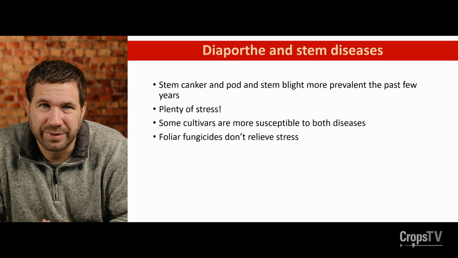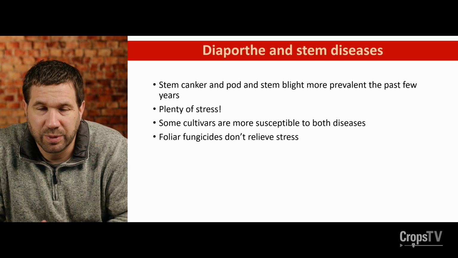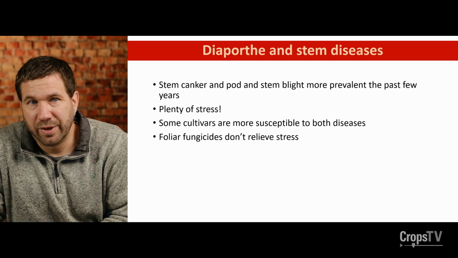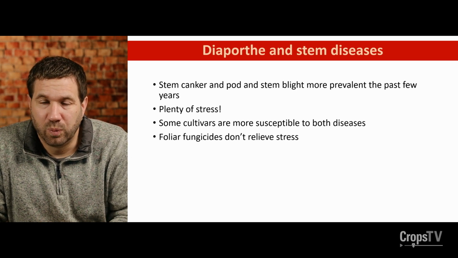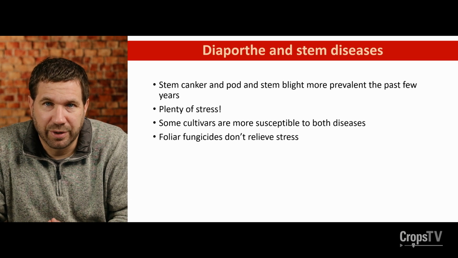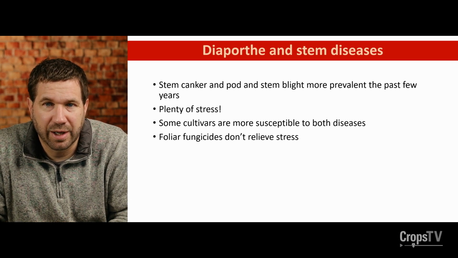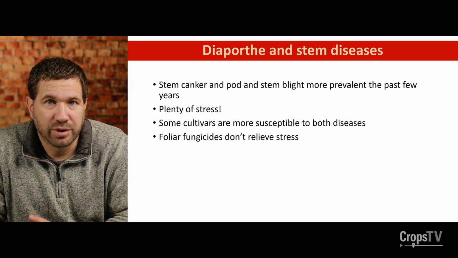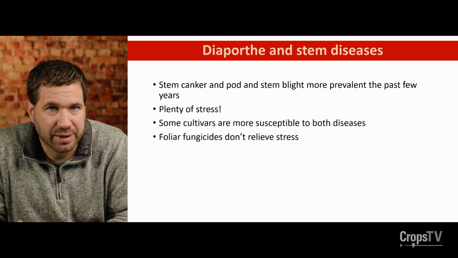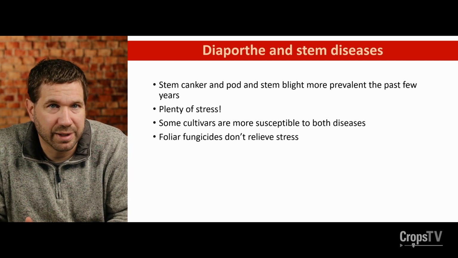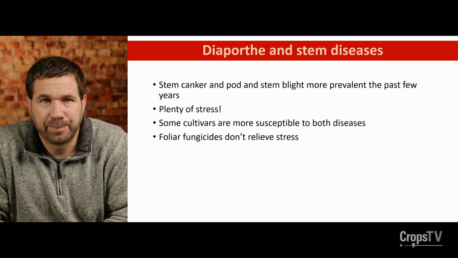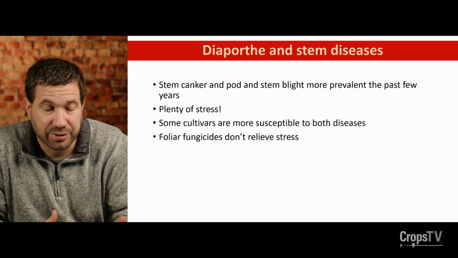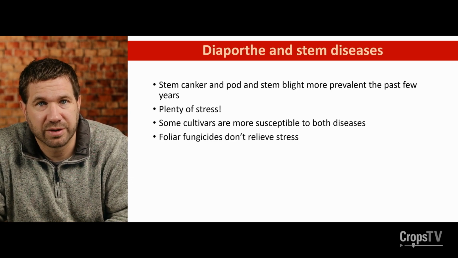But I'd say probably the thing that's driving it the most is that we have some cultivars right now that are more susceptible to both of these diseases. That's really going to drive what shows up out in the field: the genetics. Right now we just happen to have some varieties or cultivars out there that are more susceptible, not just to stem canker and pod and stem blight, but also to brown stem rot, SDS, white mold, etc. So those are the 2 main factors: there's stress, and then also there are some very susceptible lines.